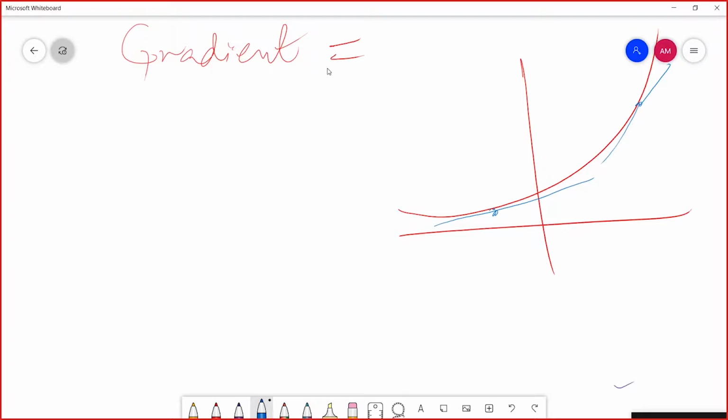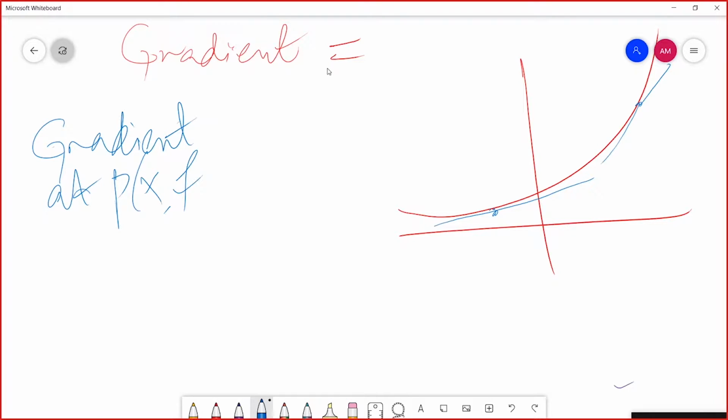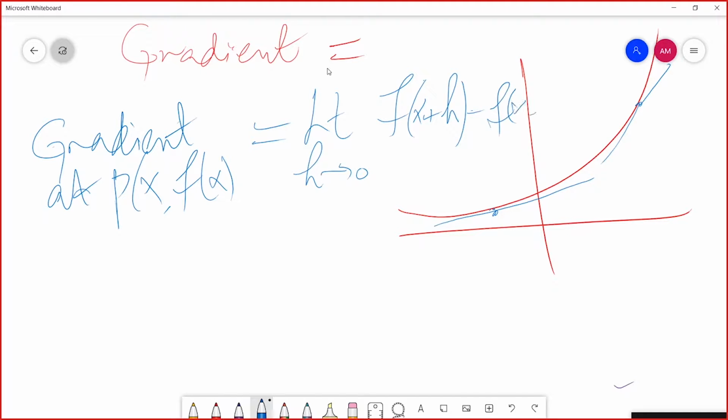So if you move to the chapter, the general statement of the limiting chord process, the gradient at P(x, f(x)) is equal to the limit, and I would write the limit like this: as h tends to 0, f(x + h) minus f(x), whole divided by h.